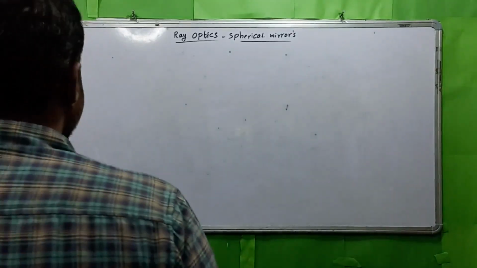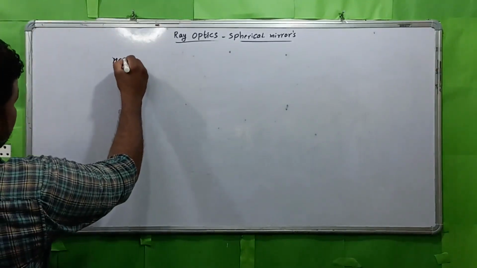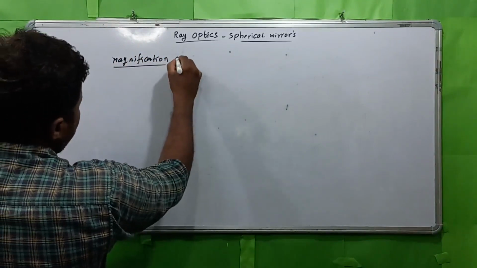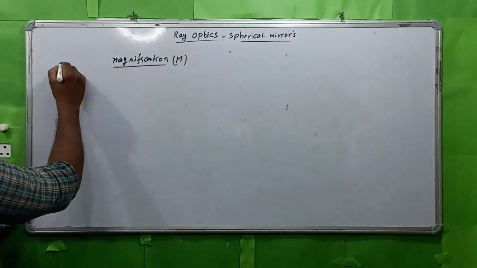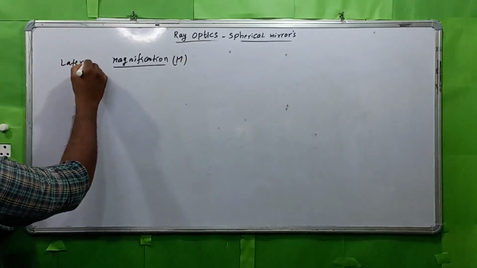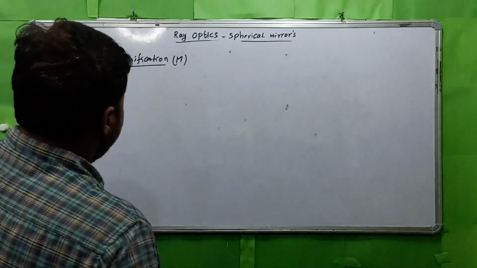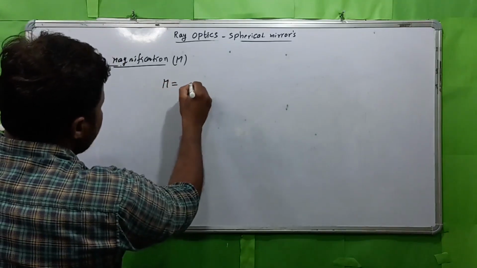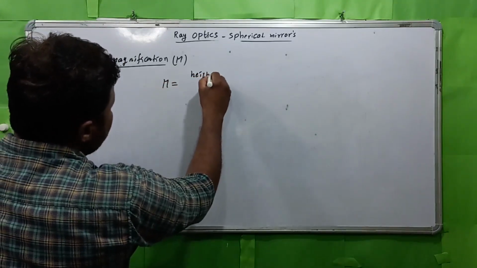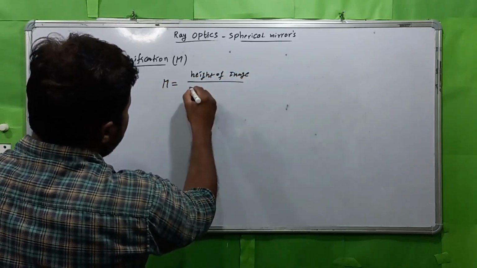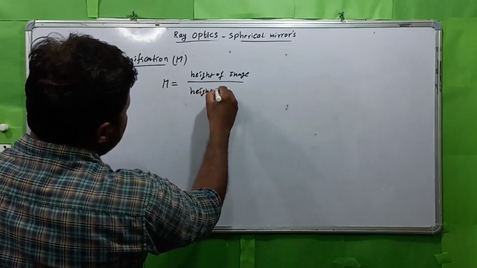We will discuss magnification. Magnification M is also called lateral magnification, lateral or transverse magnification. Defined as the ratio of height of the image and height of the object.